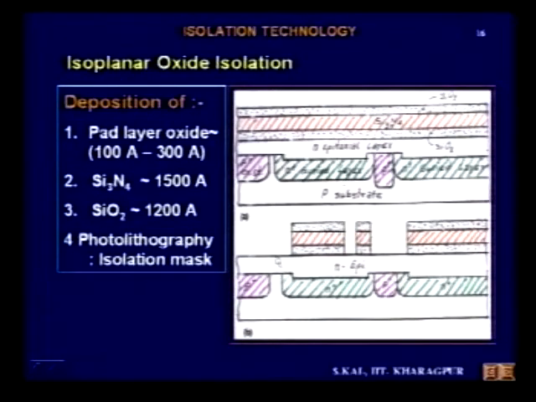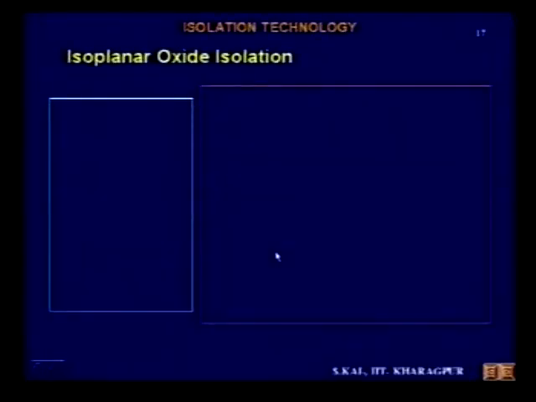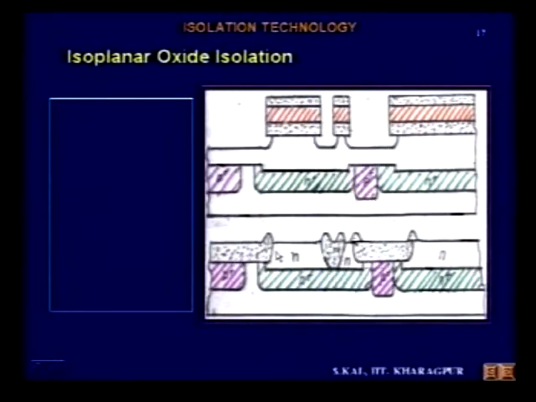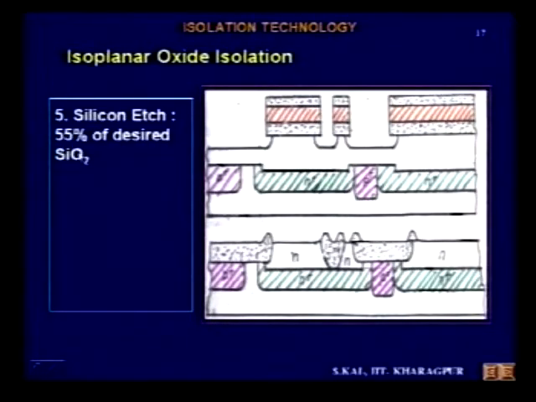Okay. Now the next step is recess. You have to recess it. That means some of the silicon is etched away, so that at the top you are getting the planar surface. You see here now, recessing. Some of the silicon has been removed, and that is 55% of the desired silicon dioxide thickness. 55% of the desired silicon dioxide is removed.